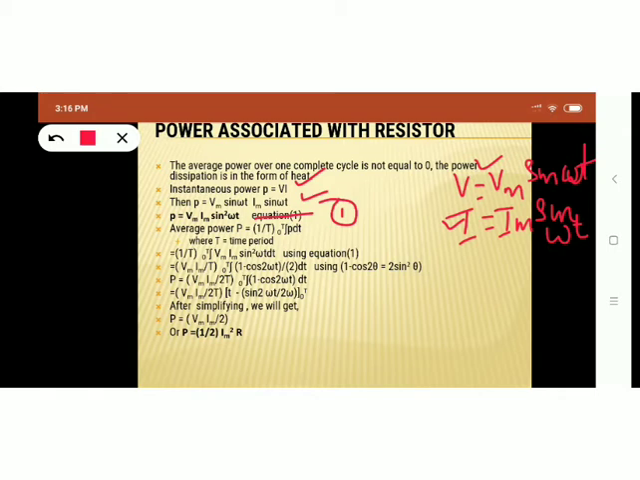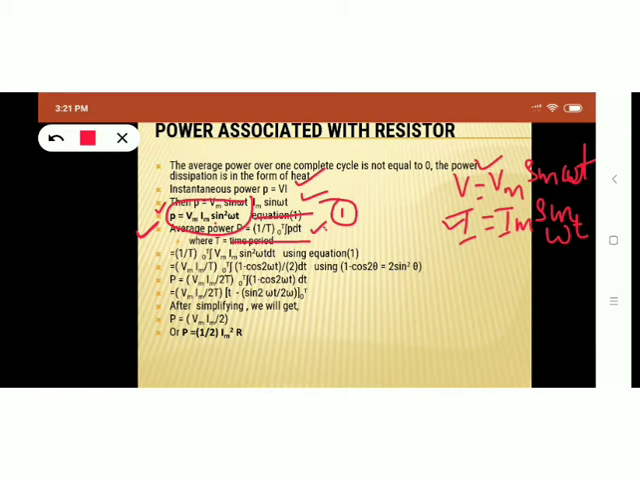Then this is the expression to find out average power. Average power P is equal to 1 by T integral 0 to T instantaneous power P into dt. Okay. So the way to find out average power is to integrate the instantaneous power over the entire cycle. And we have already found out the expression for instantaneous power, P equal to Vm Im sin square omega t. So substitute that expression in this equation for average power.